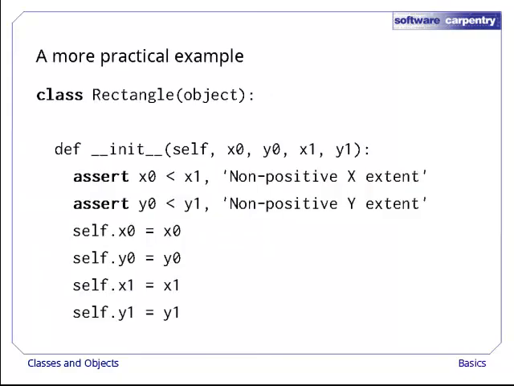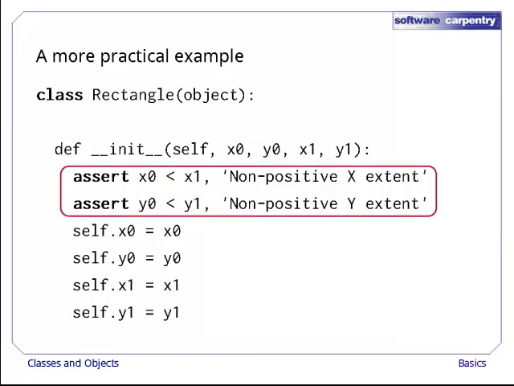To close off this episode, here's a more useful class that we might actually use in a program like the photographic application from the testing lecture. The class is called Rectangle, and as its name suggests, it represents a rectangle in 2 dimensions. Its constructor, shown here, stores the coordinates of its lower left and upper right corners in the object. Note how the constructor uses assert statements to check those coordinate values.